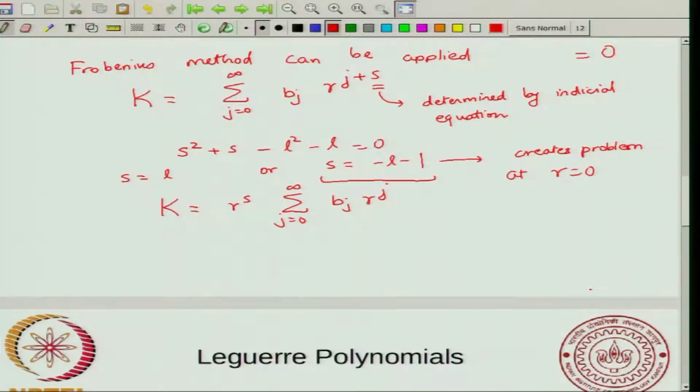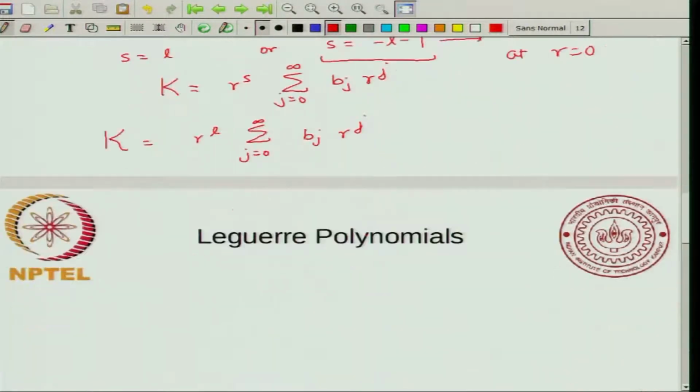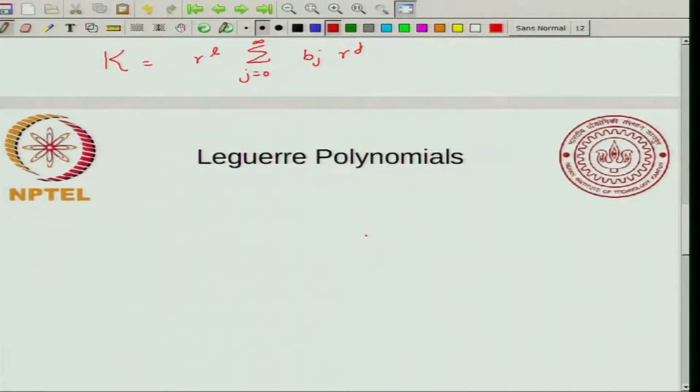So the solutions that are of interest look the following. k is equal to r raised to L times the sum over j equal to 0 to infinity of bj r raised to j. So this is the form of the solutions that we are actually interested in. So we start with this. Now r raised to L, this is the same L that appears in the differential equation.